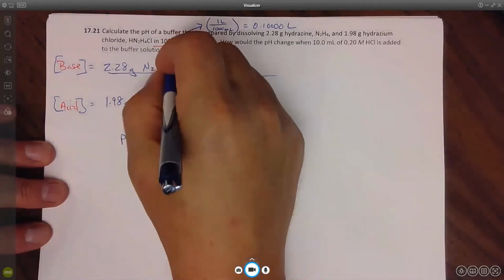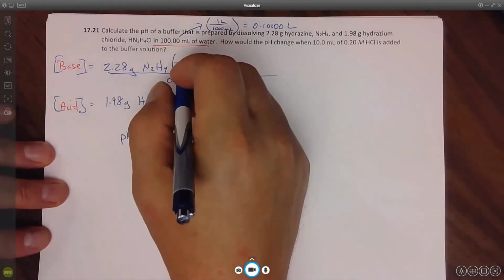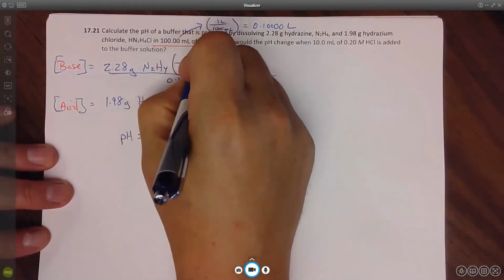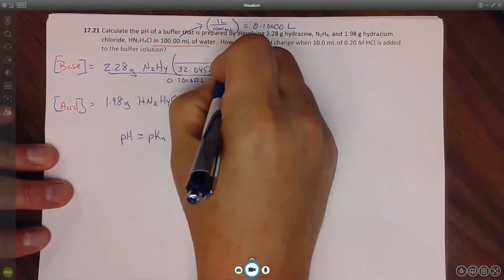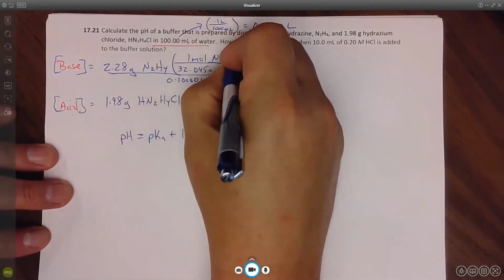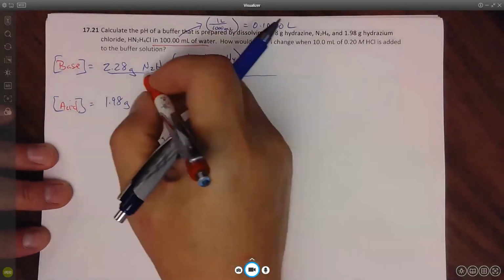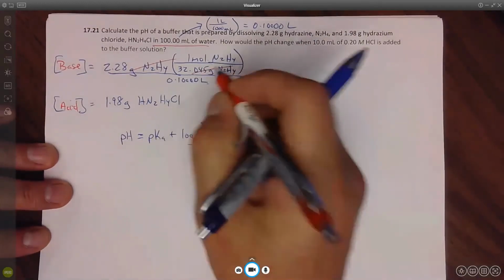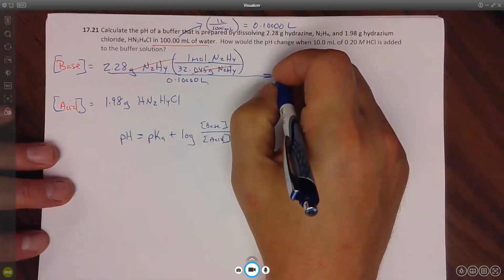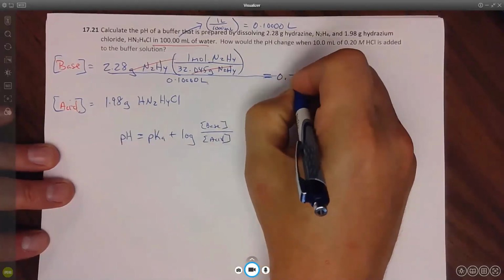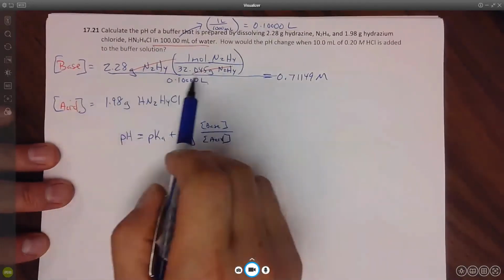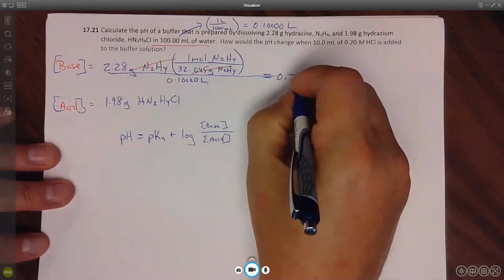And now, to get this to moles, all we have to do is divide by the molar mass. In hydrazine, there is 32.045 grams of hydrazine per mole of hydrazine. So the grams cancel, and that's going to give us our units of moles per liter, exactly what we would expect. This gives us a value of 0.71149 molar. We have 3 sig figs, so this will be 3 sig figs.